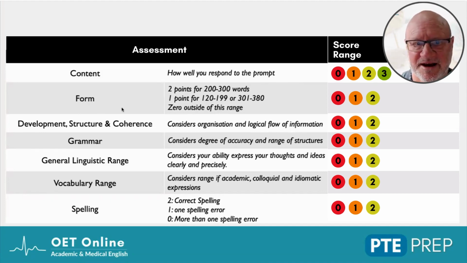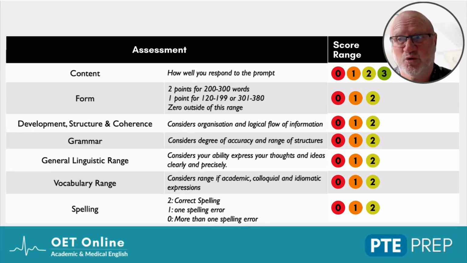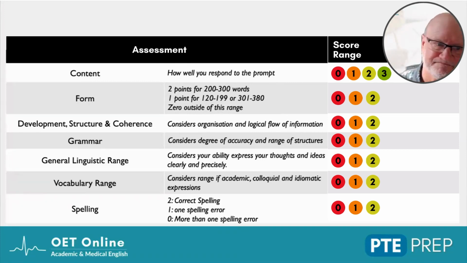Form's important with the essay. In order to get the maximum of 2 points, you need to write between 200 and 300 words. So that's just a no-brainer. You must do that. You write 120 to 199, then you're going to only get 1 point. Or the same applies if you write over 300. And if you're outside this range, you're going to get 0. So very clearly, you've got to aim between 200 and 300 words. And I would say 250 is a good even number to target. We'll show you how to achieve that shortly.